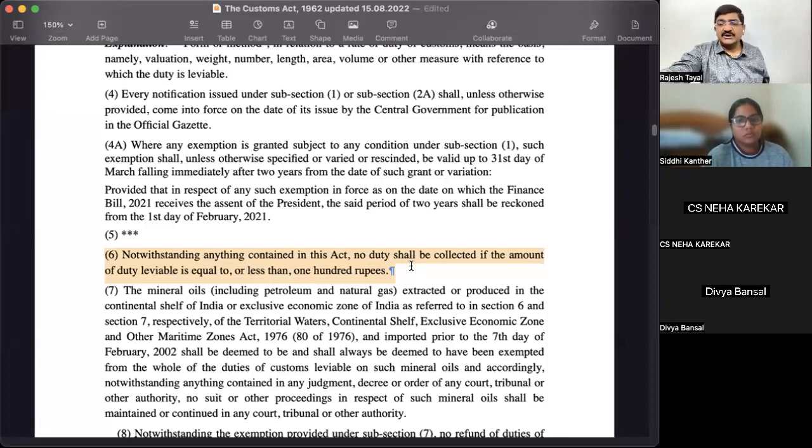So that's how the things imported by post or courier, your small parcels or gift items, are directly delivered at home without any interference, because the amount of the duty chargeable on those is not more than rupees 100.